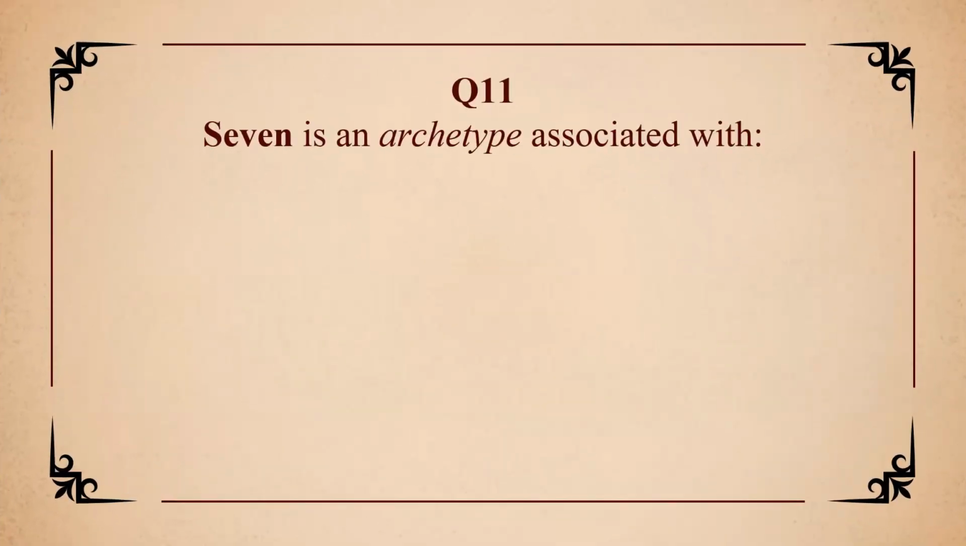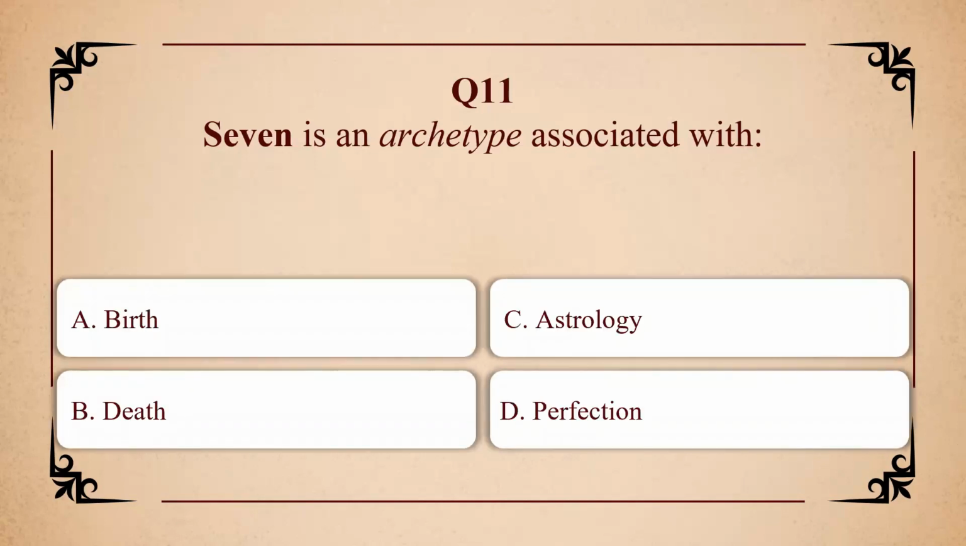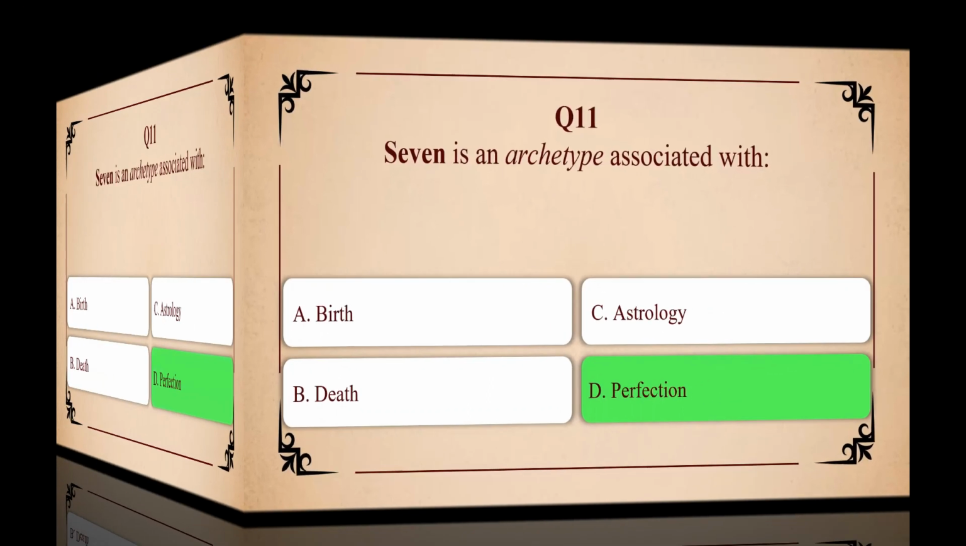Number 11. Seven is an archetype associated with A. Birth, B. Death, C. Astrology, or D. Perfection. The answer is letter D. Perfection. Seven was the perfect number for Greeks. It is also the number frequently used in the religious literature of Hebrews. For instance, Genesis 2 says, God rested from creation on the seventh day.